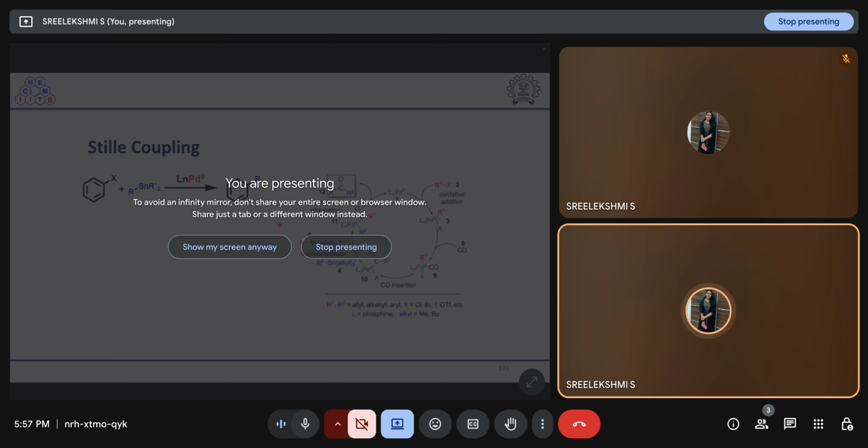And the next reaction is Stille coupling. So this is the coupling between an aryl halide and this organostannane in the presence of a palladium catalyst to form this coupled product. So here also the first step is oxidative addition.